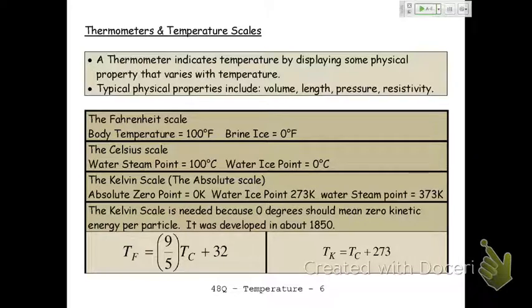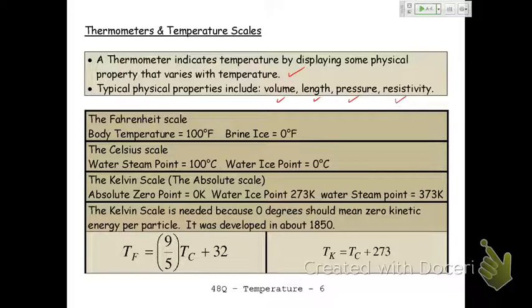I can use the fact that things glow with different color depending upon their temperature. So I can actually not even touch something. I can look at the light glowing from something. Not talking about reflected light, talking about glowing light. And I can get a temperature measure from there. Anything that's reproducible, I will use to measure temperature, because it's really important. So a thermometer indicates the temperature by displaying some physical property that varies with temperature. Some physical properties include volume and length and pressure and resistivity. There's a whole bunch of things.